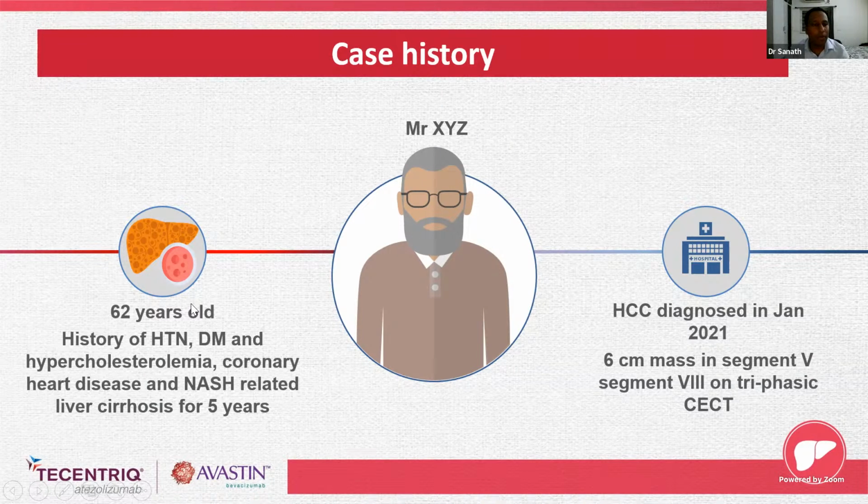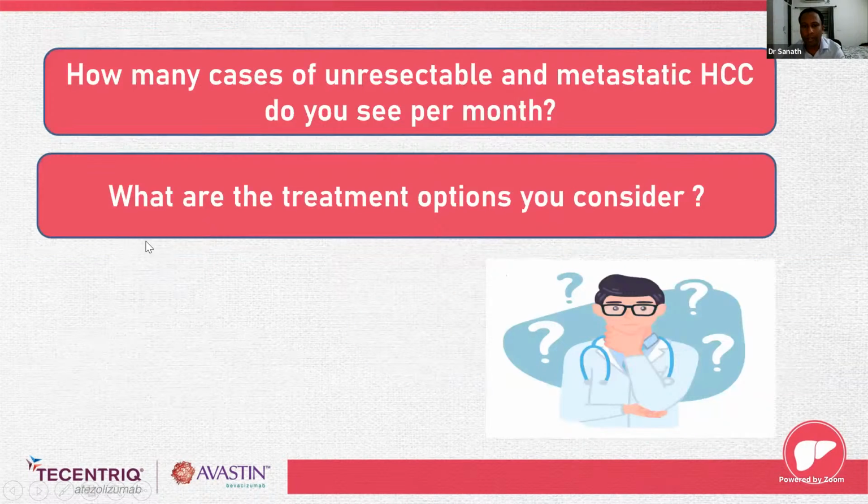My patient is XYZ, a 62-year-old male with a history of diabetes, hypertension, dyslipidemia, and CAD. So all the metabolic syndrome and its complications, NASH-related cirrhosis, and HCC. So, typical Western countryside HCC. HCC was diagnosed in Jan 2021, a 6 centimeter mass in segments 5 and 8 on the triphasic CT.